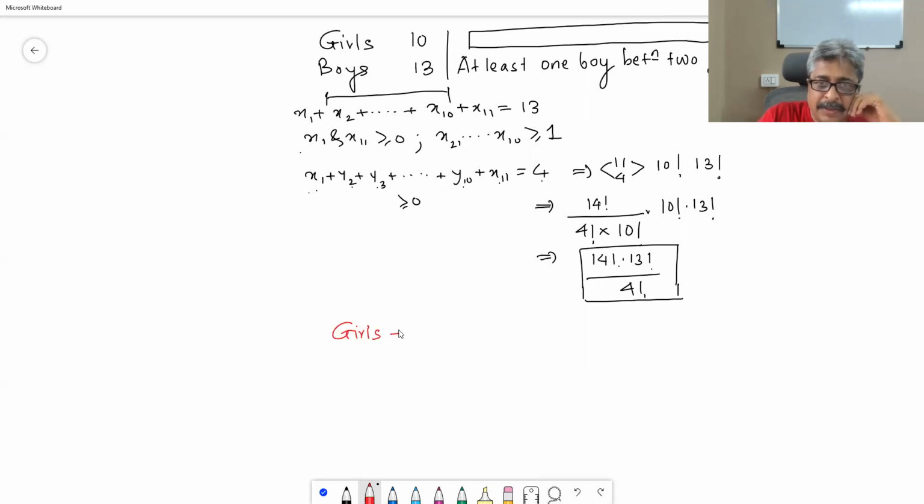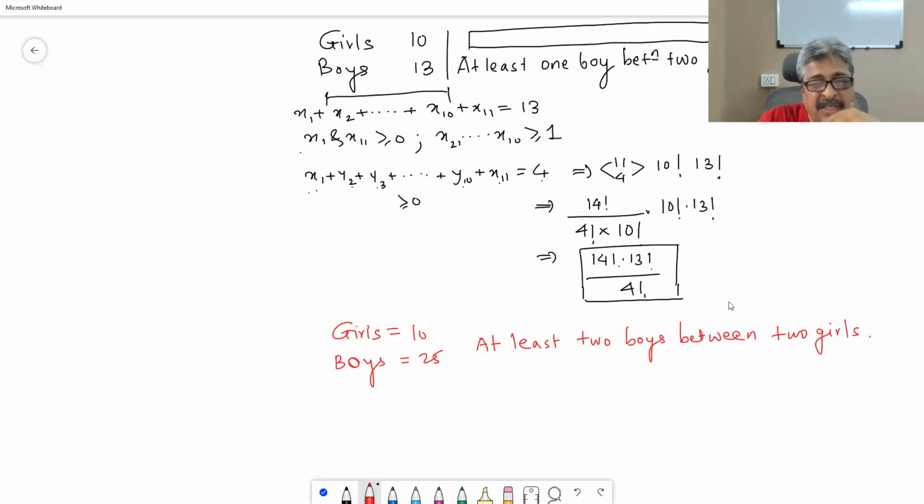There are 10 girls and there are 25 boys. Okay, and at least 2 boys between 2 girls. If I change the condition like this, can you let me know the final factorial answer? It is simple, everybody should get it.